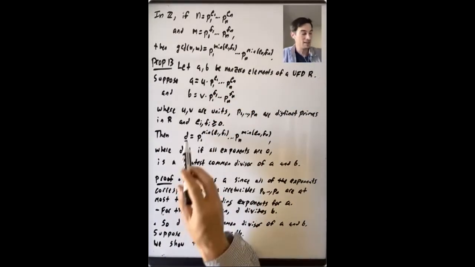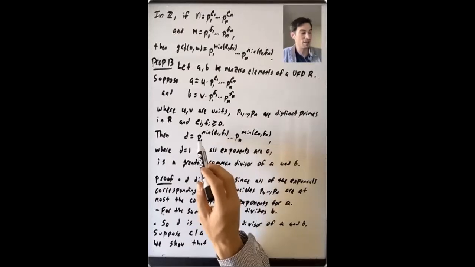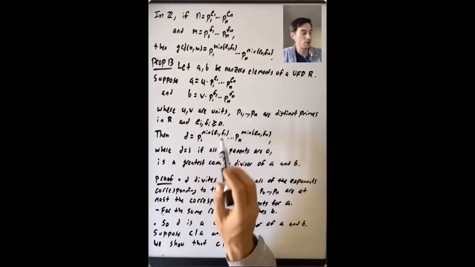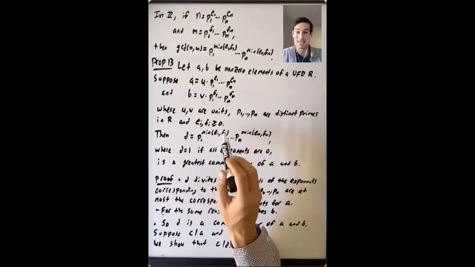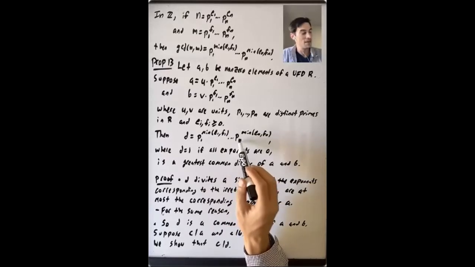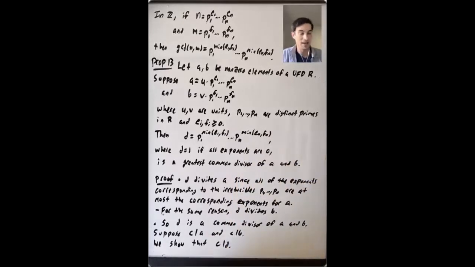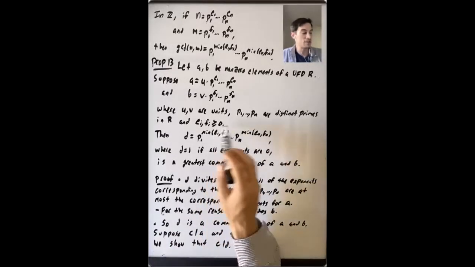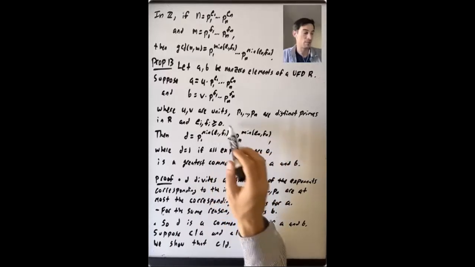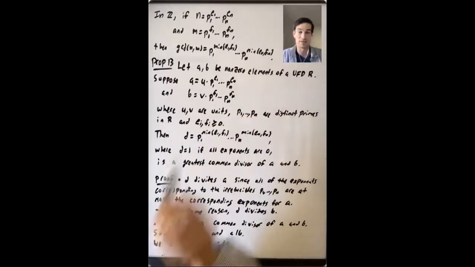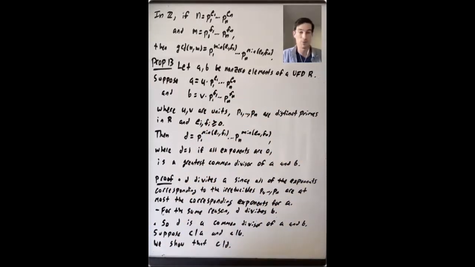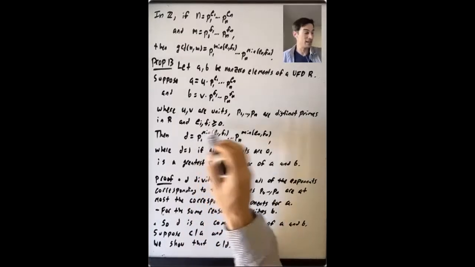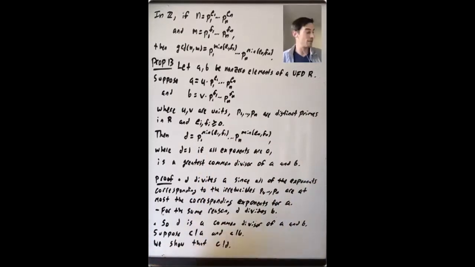Well, then D, you can set equal to p1 to the minimum of e1 and f1 times p2 to the minimum of e2, f2, times pn to the minimum of en, fn, where, in this special case where all of these exponents, all the ei's and all the fi's are 0, we just set d equals 1. This D is a greatest common divisor of A and B.